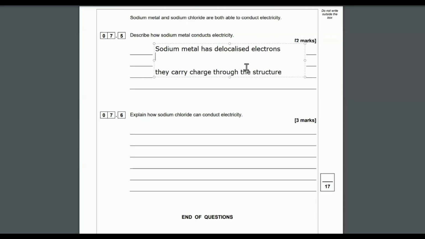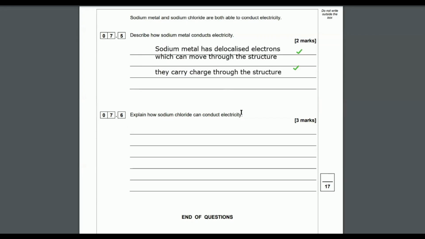So I don't know whether you want to do that, but sodium metal has delocalized electrons, which can move through the structure. So the electrons themselves are moving through the structure, and on their way through the structure, they can pick up and carry charge. There we go. Don't say current. They don't let you say current.